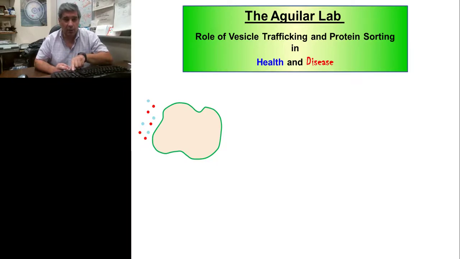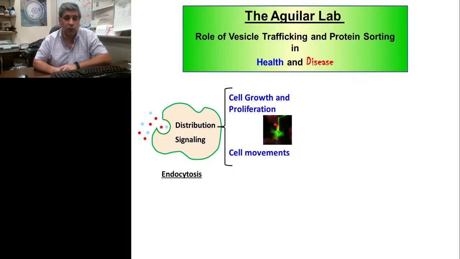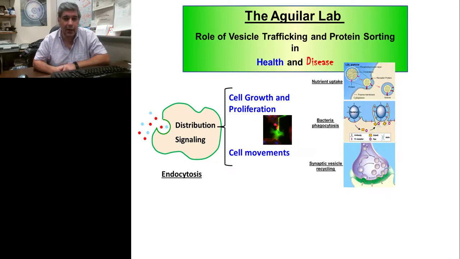time. We are interested in this because, as you may know, endocytosis is very important for the distribution of proteins around the cell, but also to control signaling events within the cell. So that is what makes this process extremely important for cellular functions such as cell growth and proliferation, cell movements, and some others. Here I'm giving you some examples to try to highlight how important this process is, as endocytosis absolutely requires for nutrient uptake, bacteria phagocytosis, synaptic vesicle recycling.